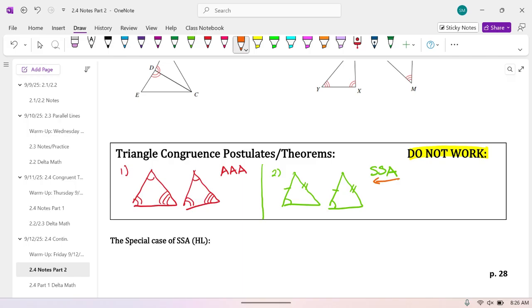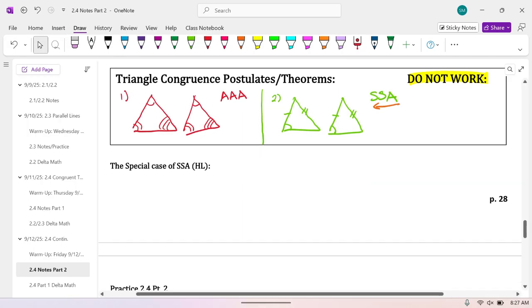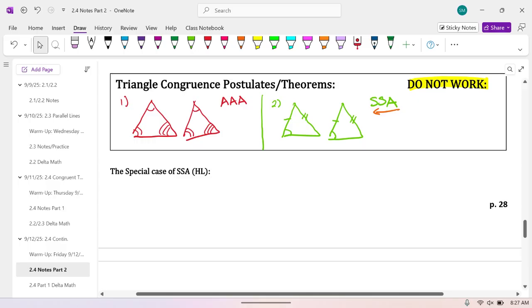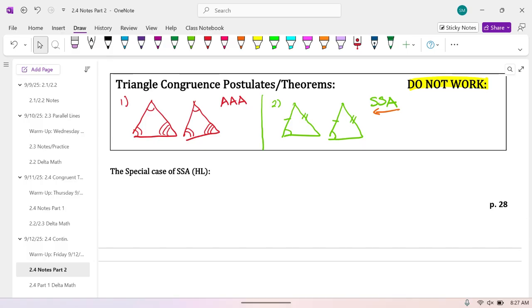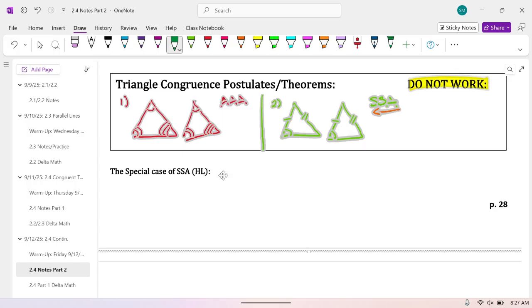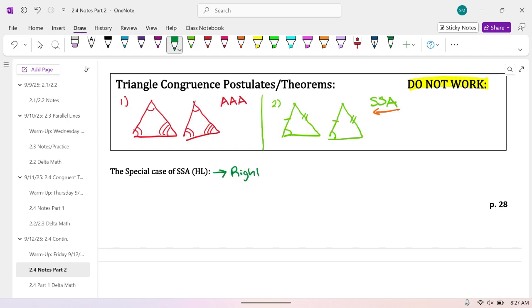Now, there is, however, one special case of a lovely bad word that does work, but it only works with a right triangle. So the only way that this works is with a right triangle. And we call this hypotenuse leg.